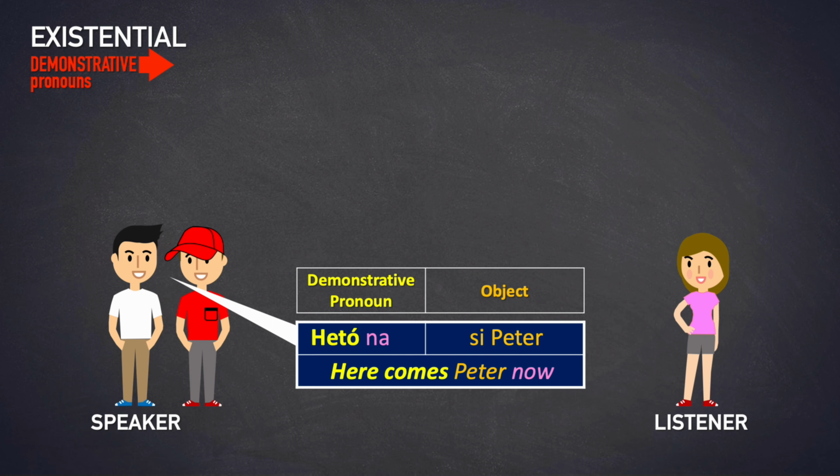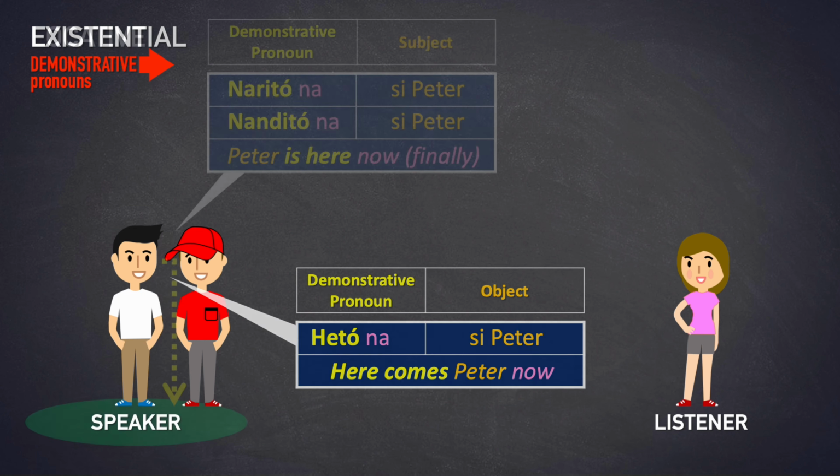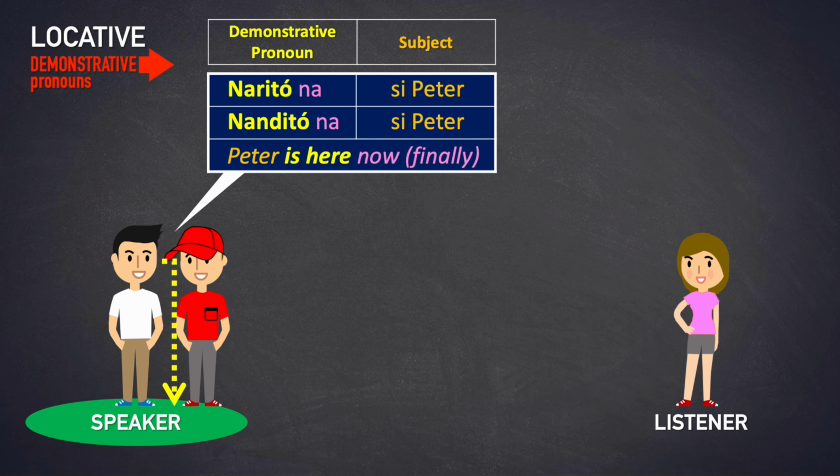The next sentences describe the arrival of Peter. Narito na si Peter. Nandito na si Peter. Peter is here now, finally. Narito and nandito convey that Peter has finally arrived firmly in a new location. That finality is conveyed by the adverb na. I hope these examples make sense to you.